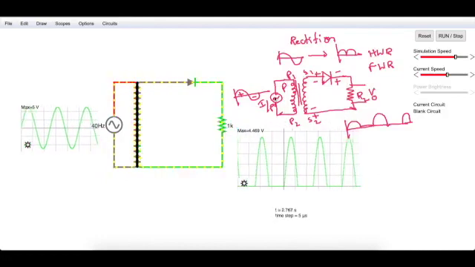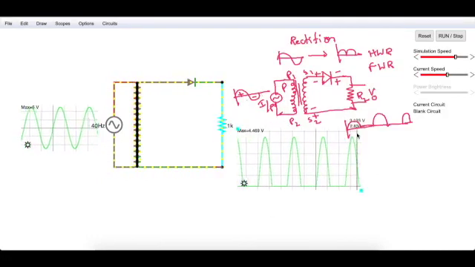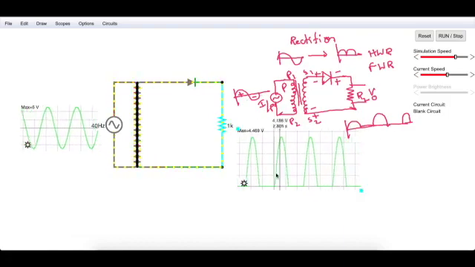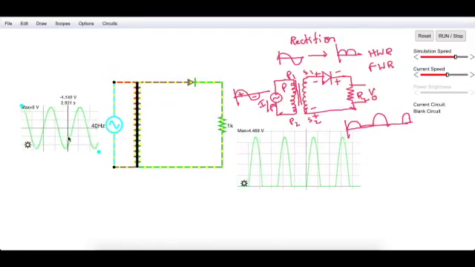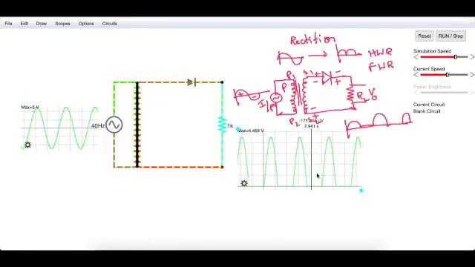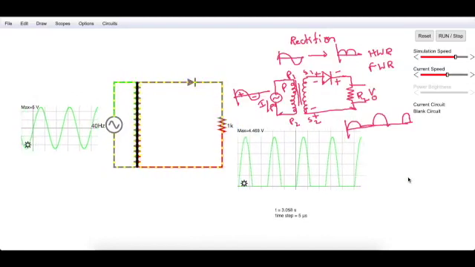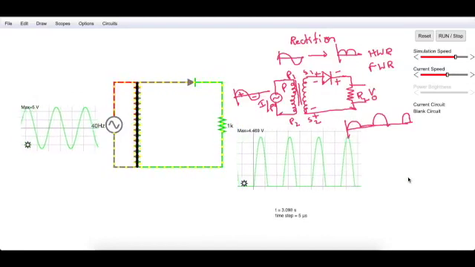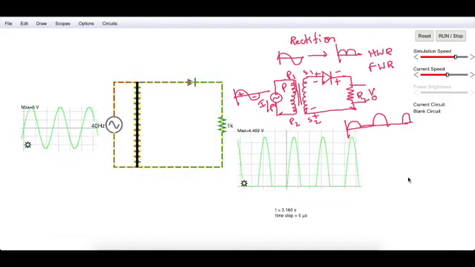As I have explained in the theoretical model, this is the input signal and this is the output signal. In the input, positive and negative cycles are there, but in the output only one half cycle is coming. So this is the construction and explanation of the half wave rectifier.